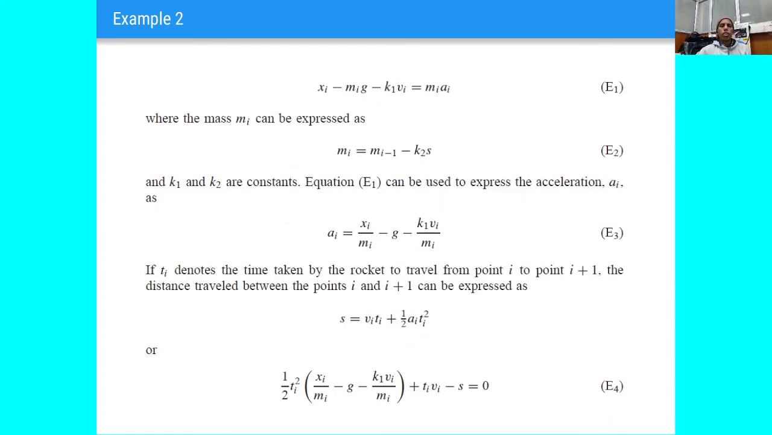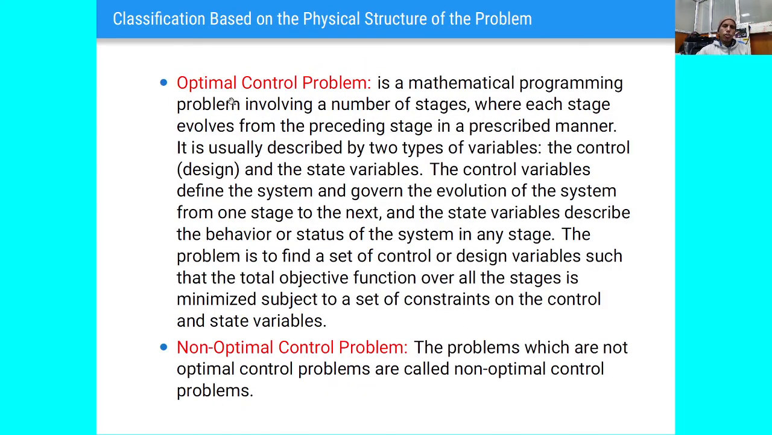Okay, so we were discussing the classification based on the physical structure of problems. We have discussed optimum control problems, and what problems may be called optimal control problems. There may be other problems in which, if there are stages, the stage is not evolving from the preceding stage. Those problems may be called non-optimal control problems.